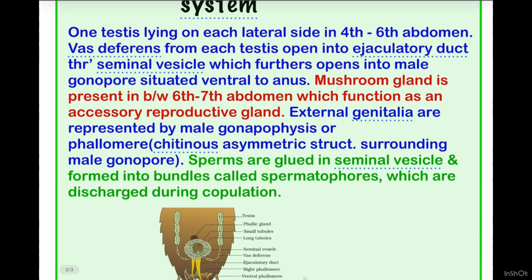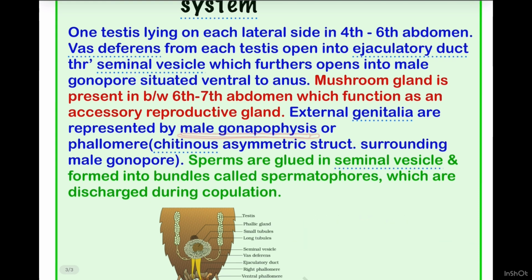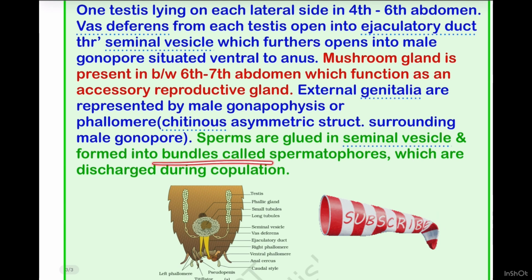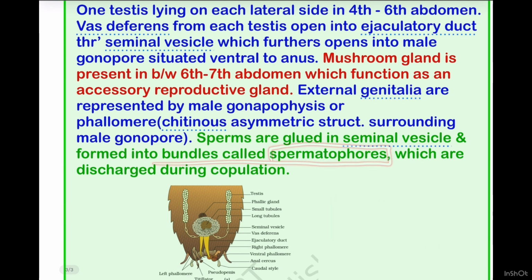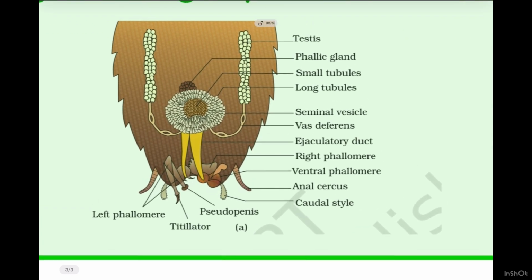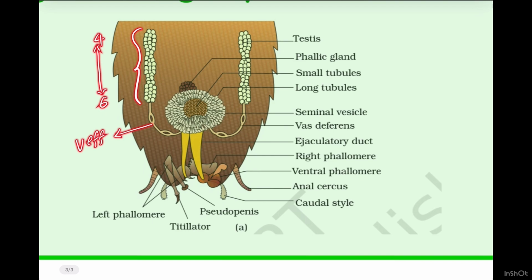External genitalia are represented by male gonapophyses, or phallomeres, and these are chitinous asymmetric structures surrounding the male gonopore. The sperms are glued in the seminal vesicles and formed into bundles called spermatophores, which are discharged during copulation. Now you can see the diagram. This is the diagram from the 4th to 6th abdominal segment, arranged like this. And now this is the vasa efferentia. Vasa efferentia opens into, one second.